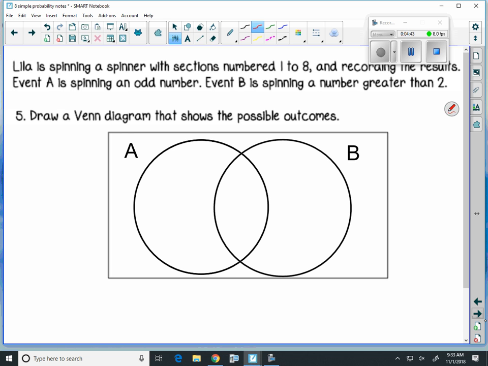Lila is spinning a spinner with sections numbered 1 to 8, and she's recording the results. Event A is spinning an odd number. Event B is spinning a number greater than 2. So we need to decide where they intersect, what's only in A, what's only in B. So if she spins a 1, which section is that going to go in, A or B or both?